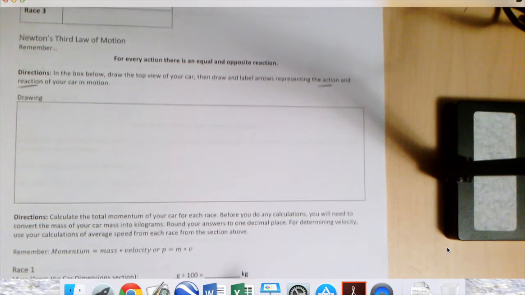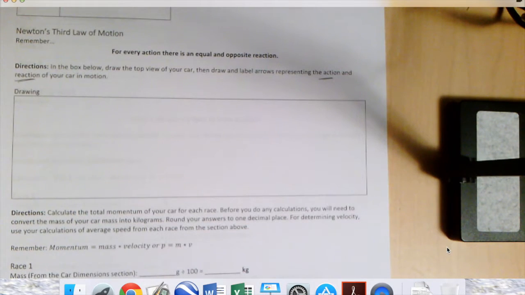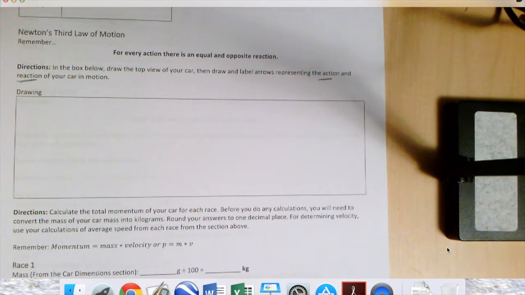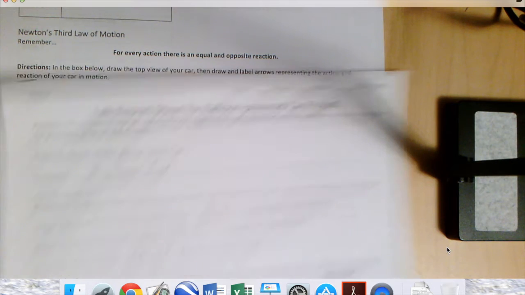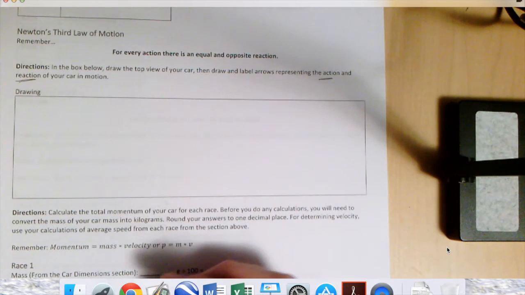So the next part is to calculate the momentum. Remember, momentum is a measurement of the velocity and mass of an object in motion. Then we use the formula momentum equals mass times velocity, or P equals m times v. So we know our mass, remember, from our car section. Let me get my paper, my big old pile. My mass was 56.2 grams. Yours is much smaller.